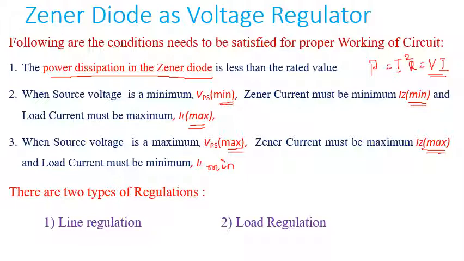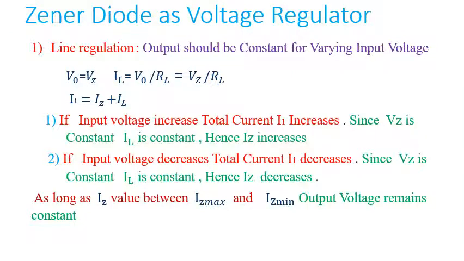There are two types of regulations. We call them line regulation and load regulation. We can see what they are in the next slide. Output voltage should be constant for varying input voltage. That is, input voltage VPS is varied, but output voltage VL and IL should be constant. Then it is called line regulation. So line voltage is varied, but output voltage and output current are kept constant.